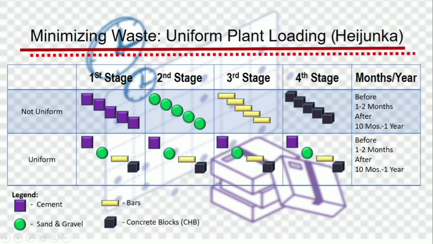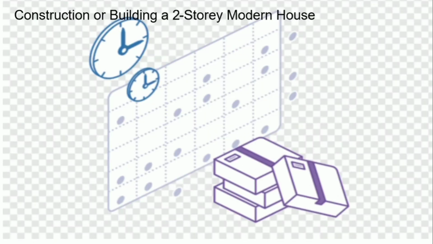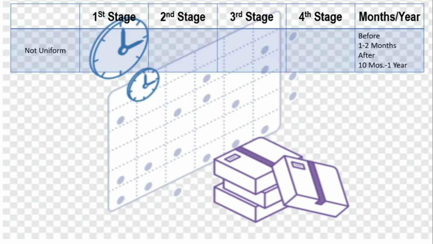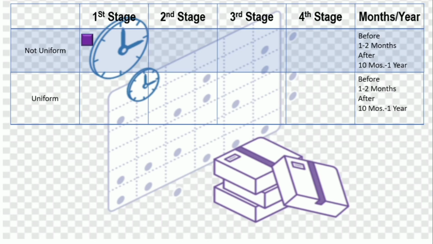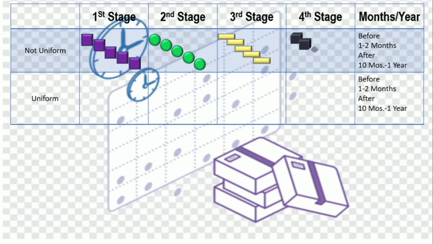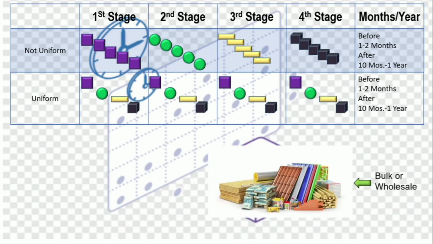For example, as you can see on the screen, there are 6 columns including months and stages in building a house. And I compared the not uniform to the uniform plant loading system. To understand, the first row shows that before and while the house is being built, the purchasing of materials is in bulk.